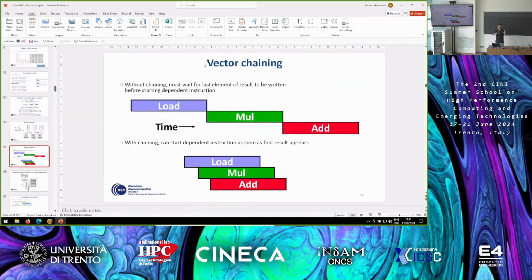So now you can better understand what I was saying here, right? Because if I operate 8 by 8, as long as I have the first 8 elements, I can start working. Exactly. Yes, please.